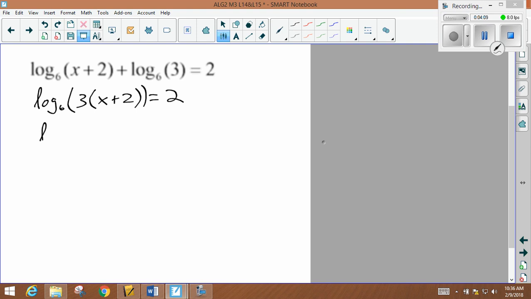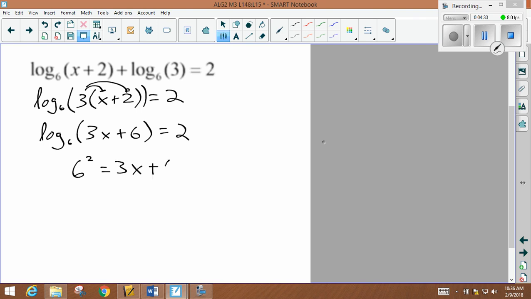But I'm going to do what's inside my parentheses first. So I'm going to distribute this 3. So I'll get 3x plus 6. So the log base 6 of 3x plus 6 equals 2. And now I'm going to write it as an exponential equation, just like what we were doing before. This is the same thing as saying 6 squared is equal to 3x plus 6. So again, this 6 is the base, this is the 2, and then the 3x plus 6 is the argument.